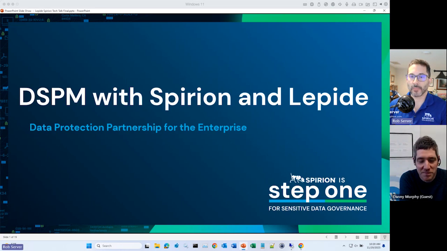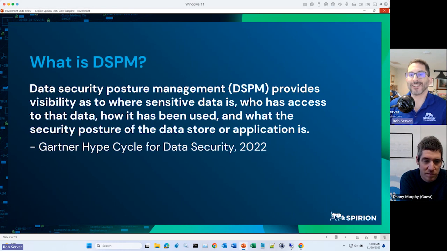And we're here to talk about DSPM with both a joint Spirion and Lepide partnership. So let's dive right into it and talk about what DSPM is. I'll read this just once. Data security posture management provides visibility as to where sensitive data is, who has access to that data, how it's been used, and what the security posture of that data store or application is.